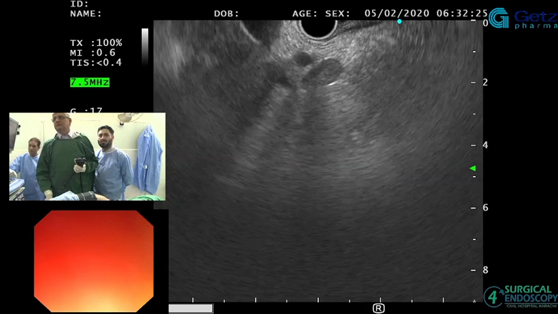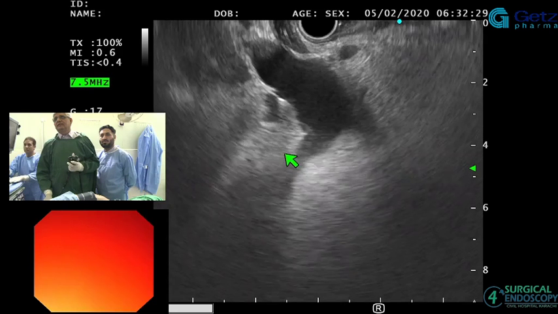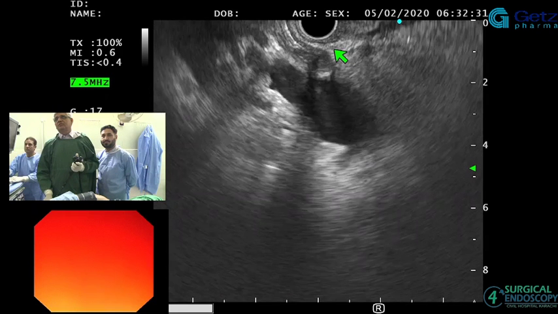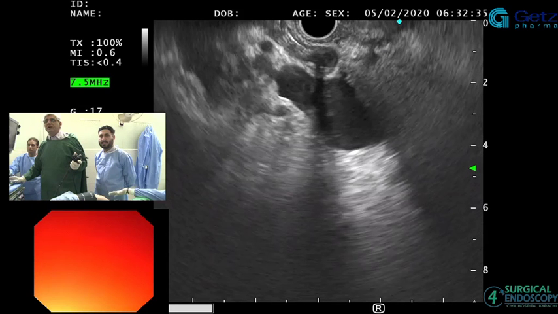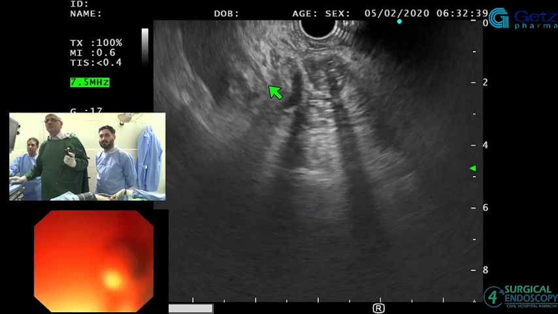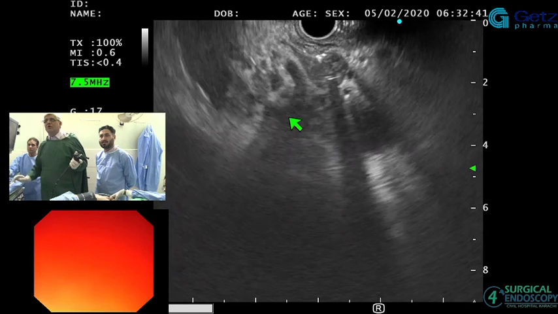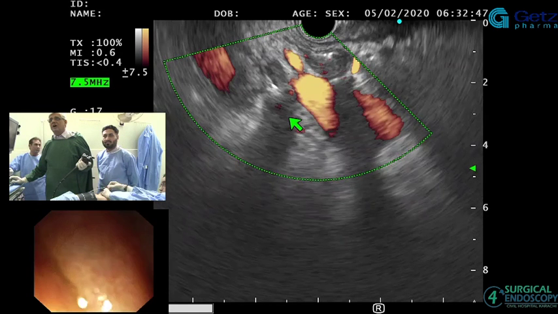So there is one more lymph node here. Can you see that? And there are multiple lymph nodes here. These ones don't look good to me. Shanil, yes, we can see the lymph nodes here. Now you see, they are lymph nodes. Yep. And they are dark.